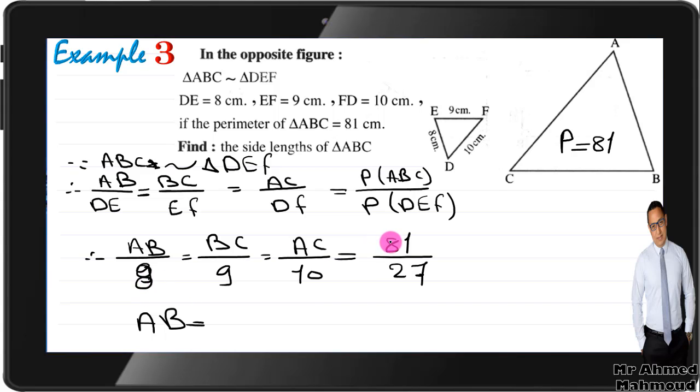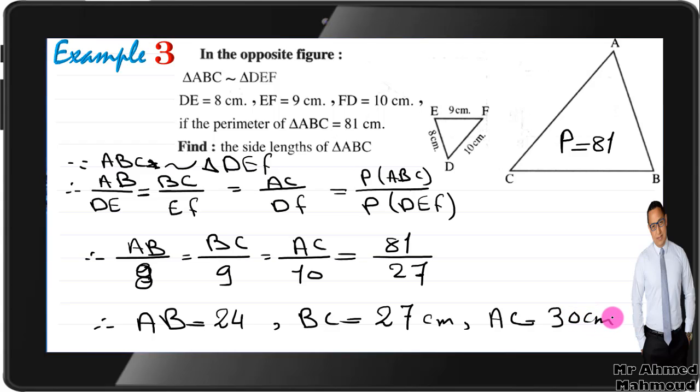So it's easy to find AB. AB equals 8 times 81 over 27 equals 24, and BC equals 9 times 81 over 27 equals 27 centimeters, and AC equals 10 times 81 over 27 equals 30 centimeters. Example 4.